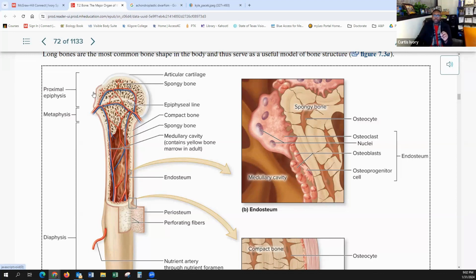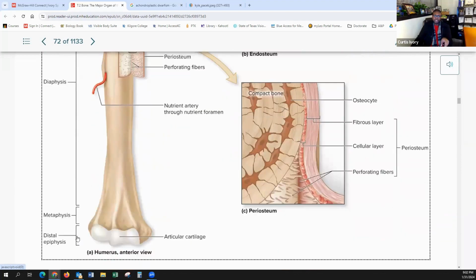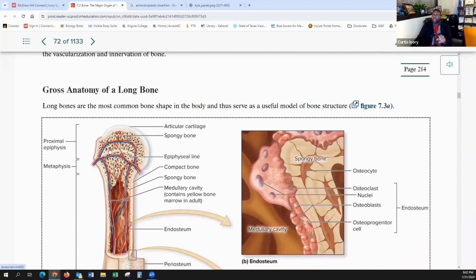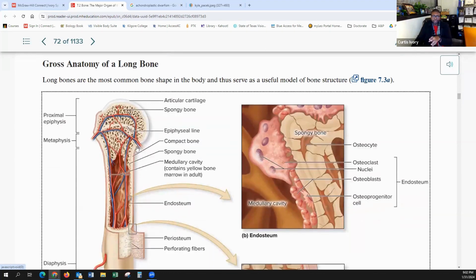So we have the proximal end. And then we have the distal end. So distal means further away from the trunk. This is the part that makes your shoulder. If you move your arm, that very top portion that you feel moving, it's smooth because it's articulating with your scapula. So this part makes your shoulder up here.